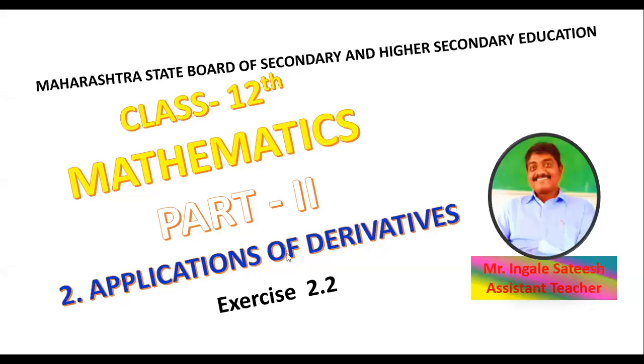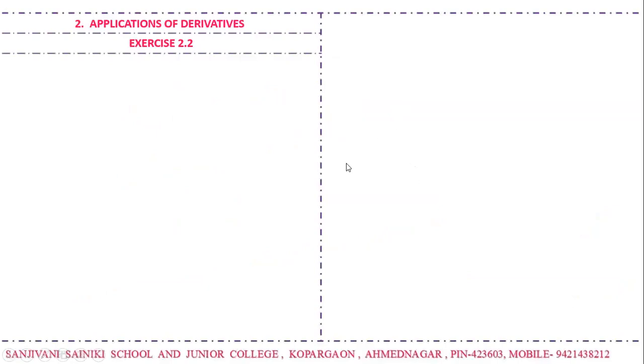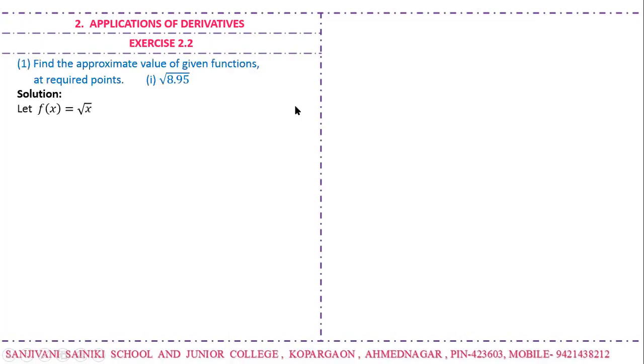Now today we will learn applications of derivatives in exercise 2.2, which is based on approximations. In that, the first example is: find the approximate value of the given function at the required point, square root of 8.95. So here we have to choose the function as root x.